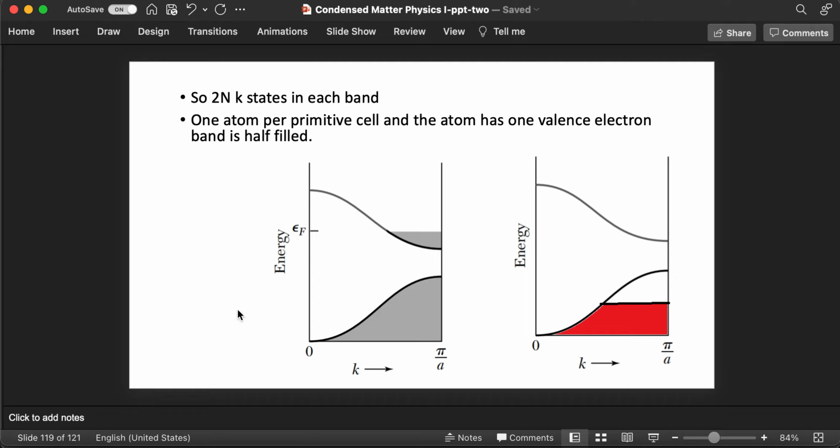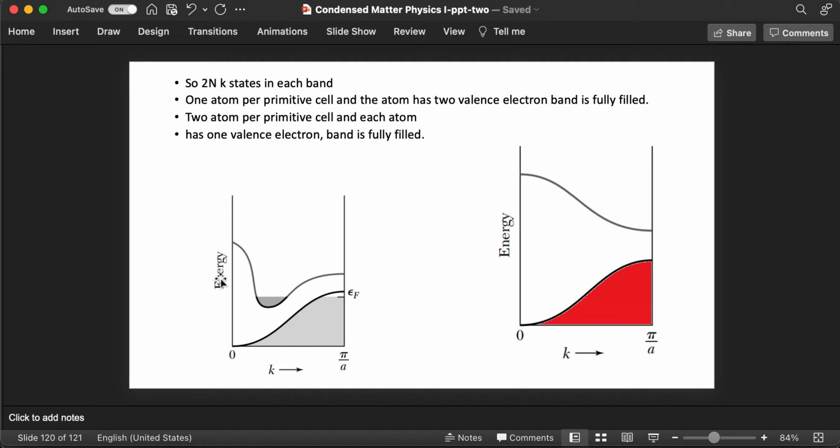On the other hand, you can have situations where one band is filled, and the next band is only about half filled, or quarter filled, or whatever. Again, this also is a metal, because this can conduct happily in these empty states here.